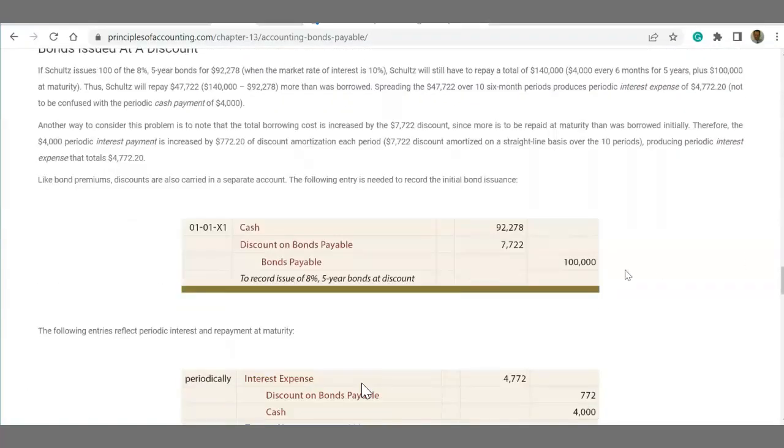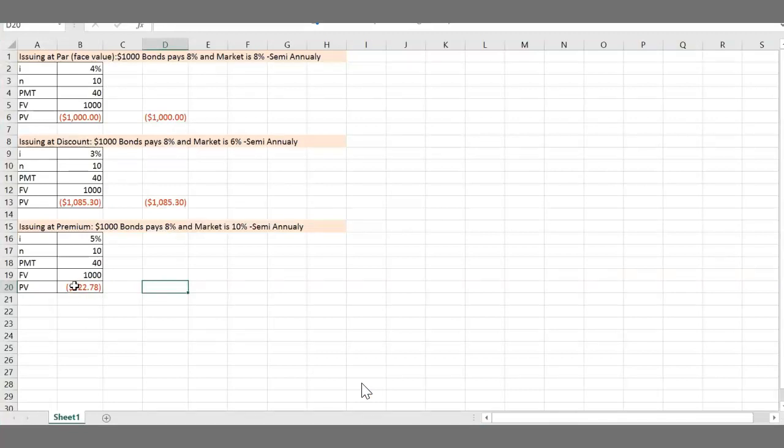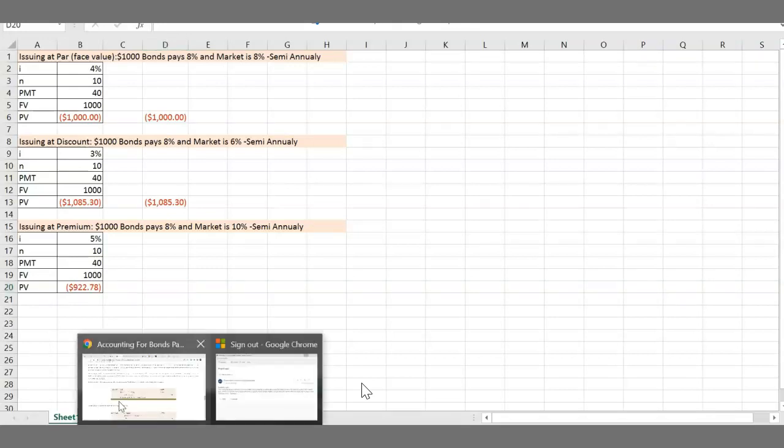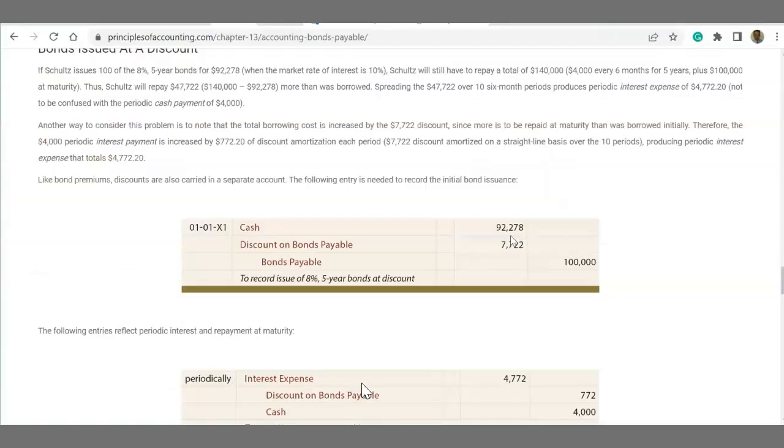A bond issued at a discount means the market interest rate is higher and the bond is paying less interest. At that time, you ask the investor to give you less money. And I believe we calculated that here: $922.78 for every $1,000. So that's $92,278 cash collection. Bonds payable will be the face amount of 100,000, and we got less money from investors, and that will become a discount.